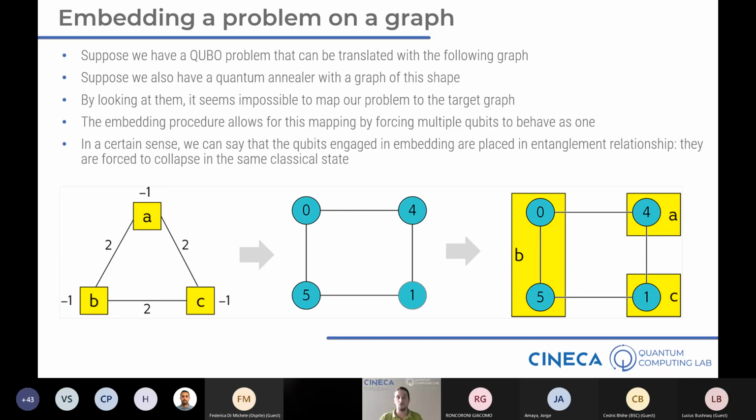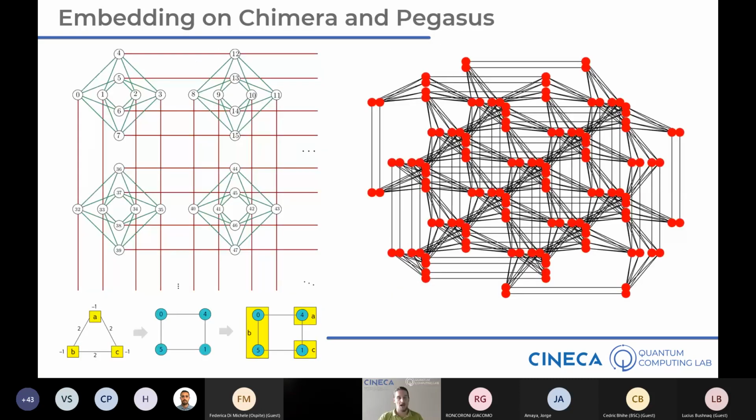The qubits in this representation are forced to act together, and we can say that there is a sort of entanglement between these 2 qubits. If measured, they cannot have discordant values. Every qubit involved in the same chain, called a chain of qubits, has to be entangled. So every qubit has to have a 1 or 0 value, not mixed values in the same chain. This is an example of the Chimera graph, and this is an example of the Pegasus graph, the latest one, 5,400 qubits, a lot.